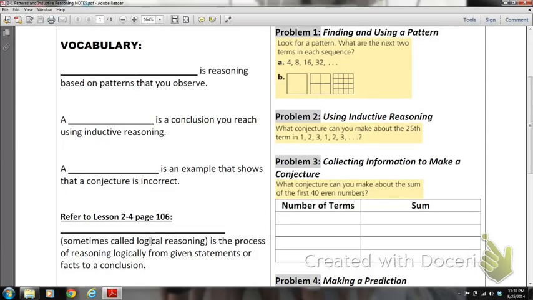In this lesson, we will be learning about patterns and inductive reasoning. The objective is to use inductive reasoning to make conjectures. So let's look at the vocabulary. What is inductive reasoning and what are conjectures?